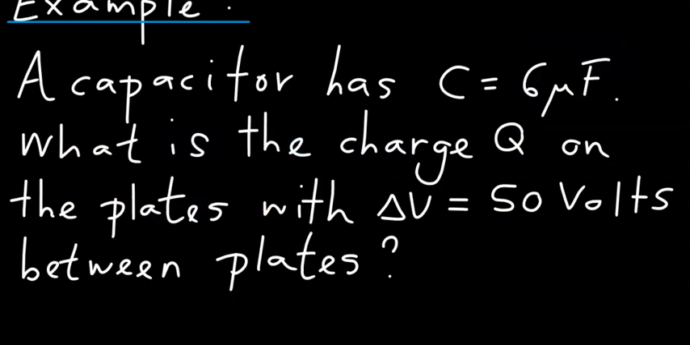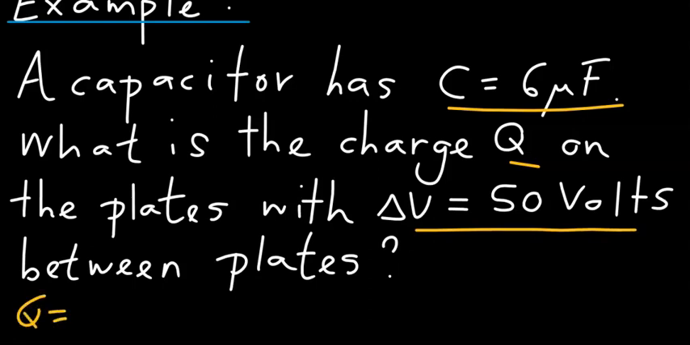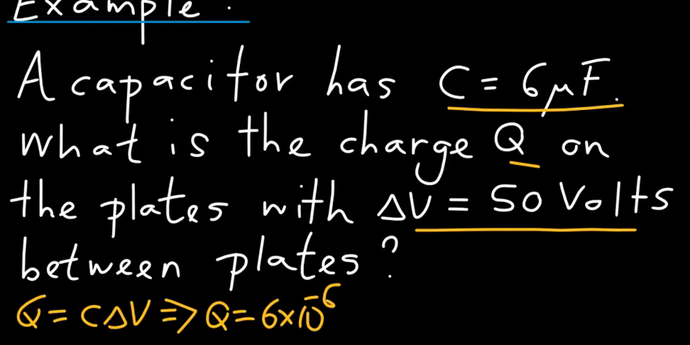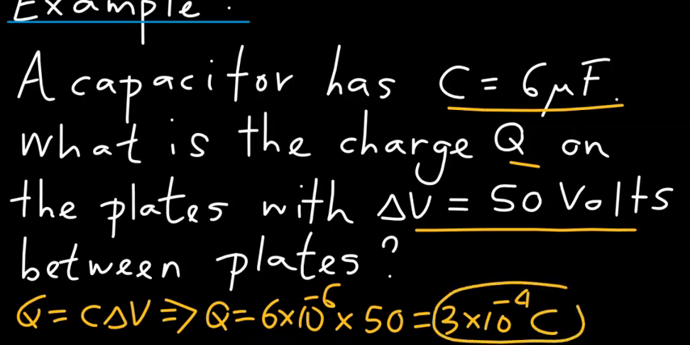Let's look at the following example. A capacitor has capacitance of 6 microfarad. What is the charge Q on the plates with potential difference of 50 volts between the plates? So by using the formula Q equals C delta V, we can figure out the Q, the amount of charges that can be placed. C is 6 microfarad, so 6 times 10 to the power minus 6 farad, that is. Potential difference is 50 volts. And that's going to give you 3 times 10 to the power minus 4 coulomb. So this is the amount of charge that can be placed on this capacitor for this potential difference.